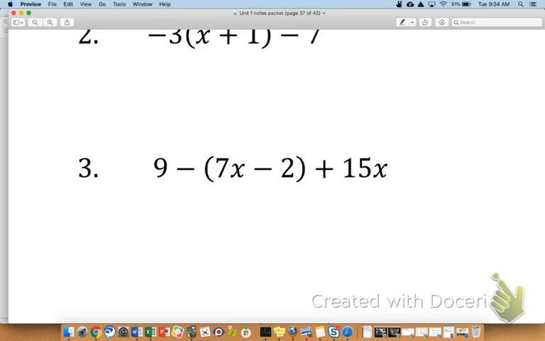Yeah. Okay. Re-explain that you have to bring the negative over. It's almost like the negative is being distributed. Yeah. That's usually the terminology I'll use. Okay.